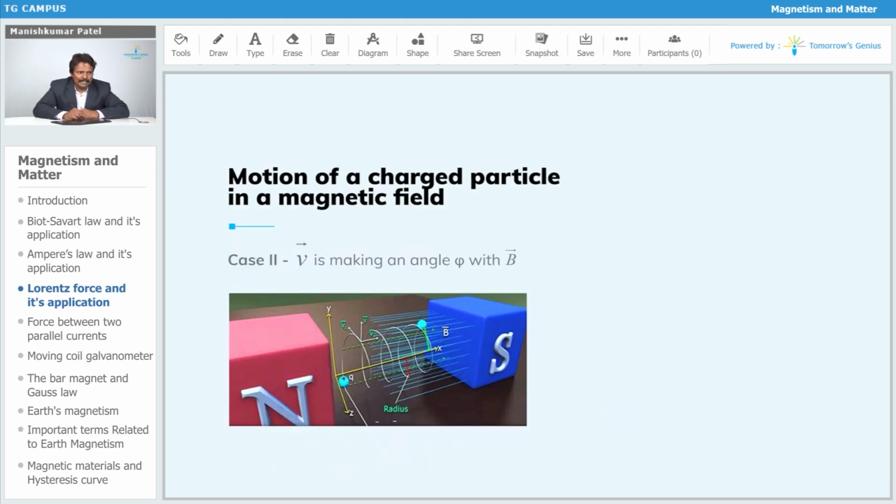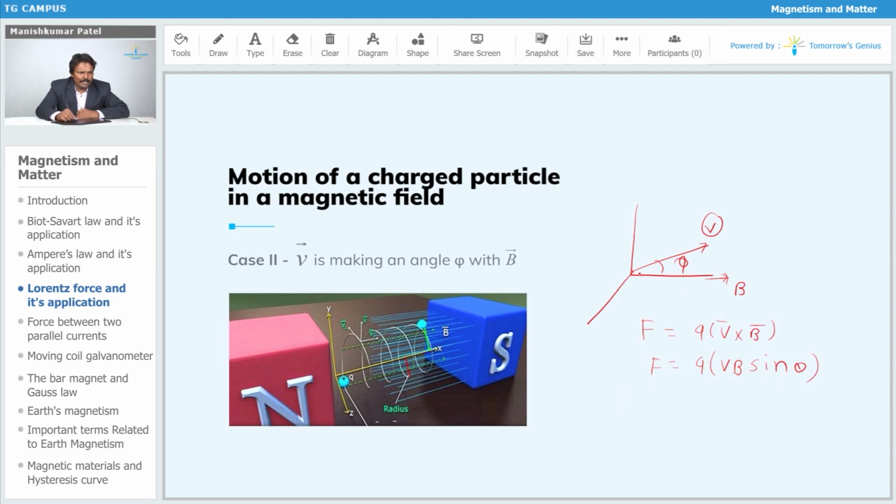The next case: if this v bar is making some angle phi with your B bar, then you have to project it with a certain angle phi with the B bar. So let's say this is the velocity v, and this is your B. Under this condition also, F is equal to q into v bar cross B bar. You can write it as vB sine theta.